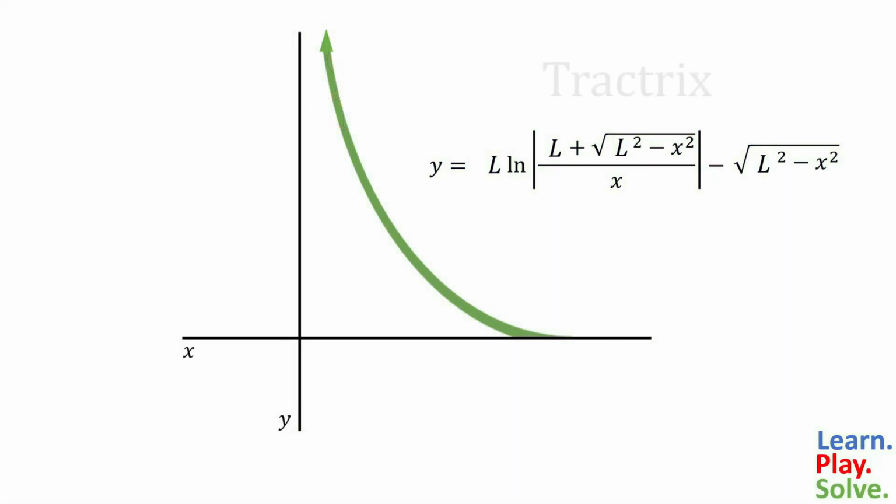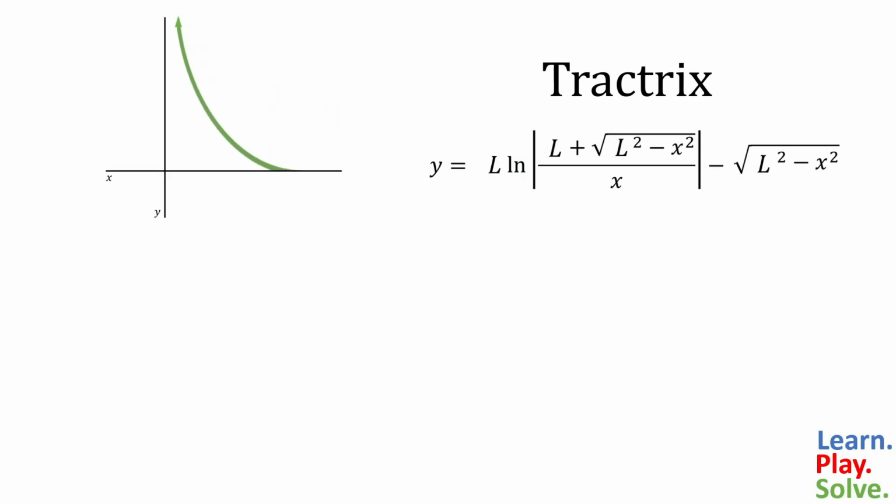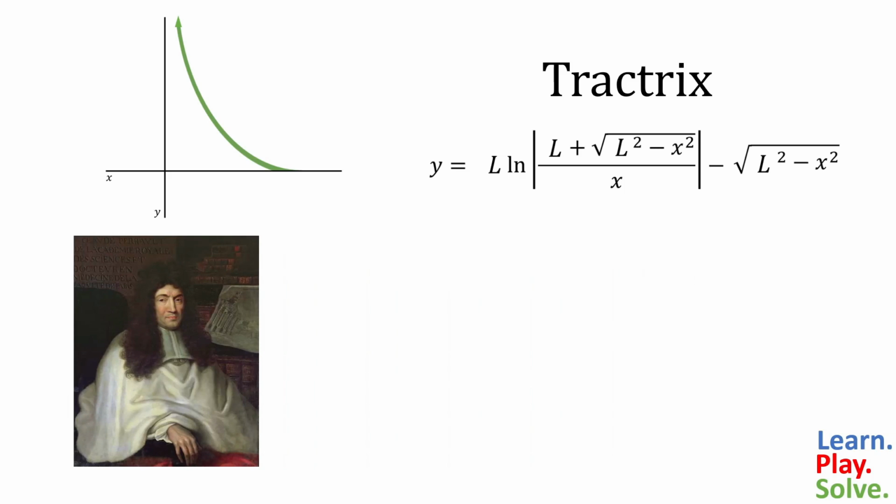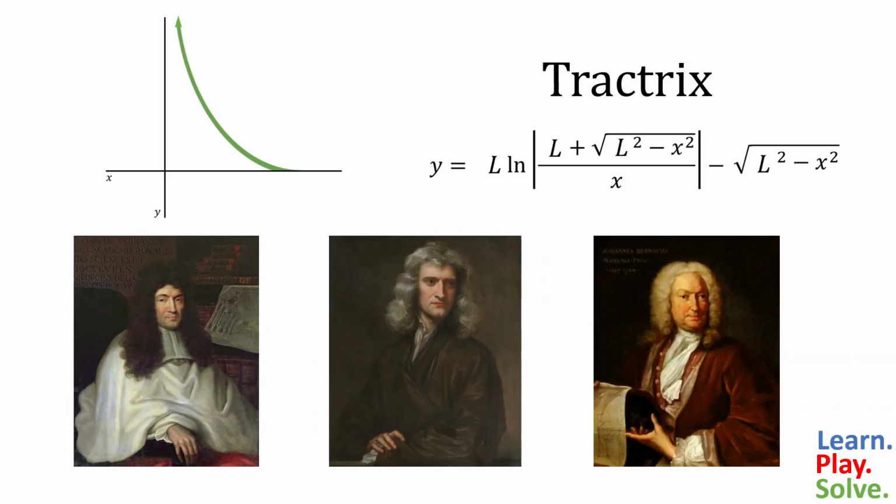This type of curve is called a Tractrix. It was first introduced in 1670 by Claude Perrault, and it was later studied by Isaac Newton and Johann Bernoulli.